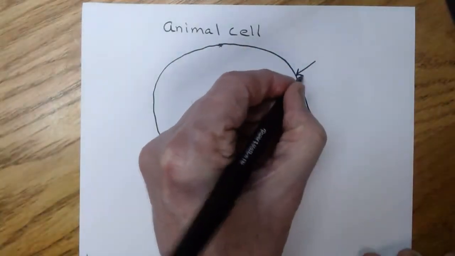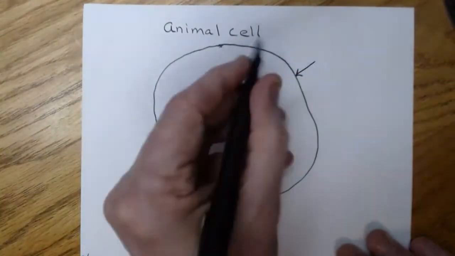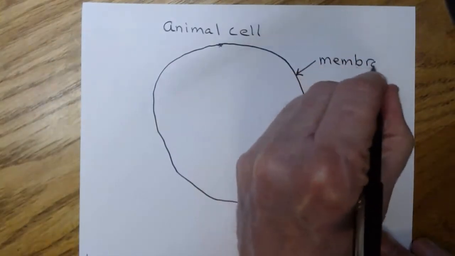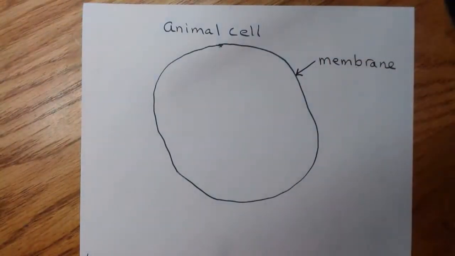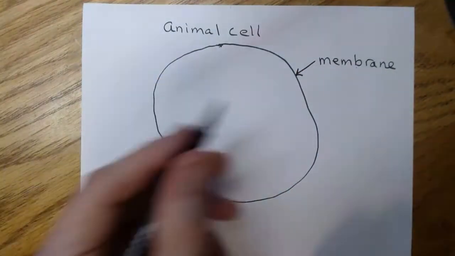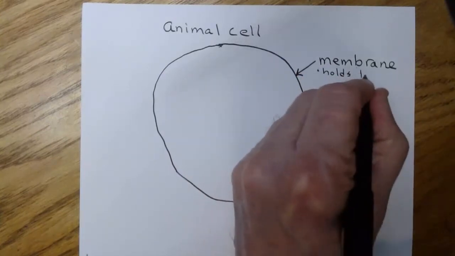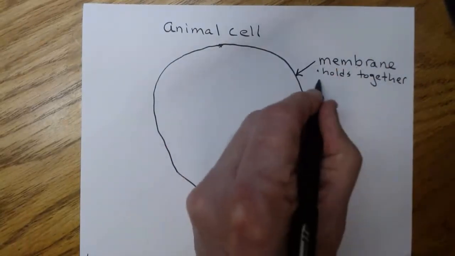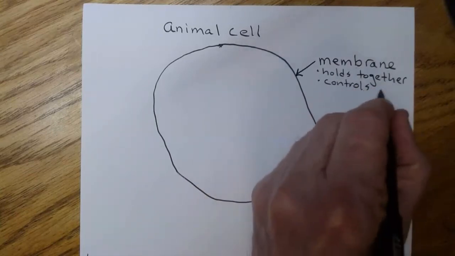label that one. You know what it is. What is that? Say it. Okay, that is the cell membrane. Membrane. Now, I could have written cell membrane, or I could have actually written plasma membrane, it's sometimes called. But there's the membrane. It holds together. Holds the cell together and controls what goes in and out. Gives it some kind of structure and controls what goes in and out.